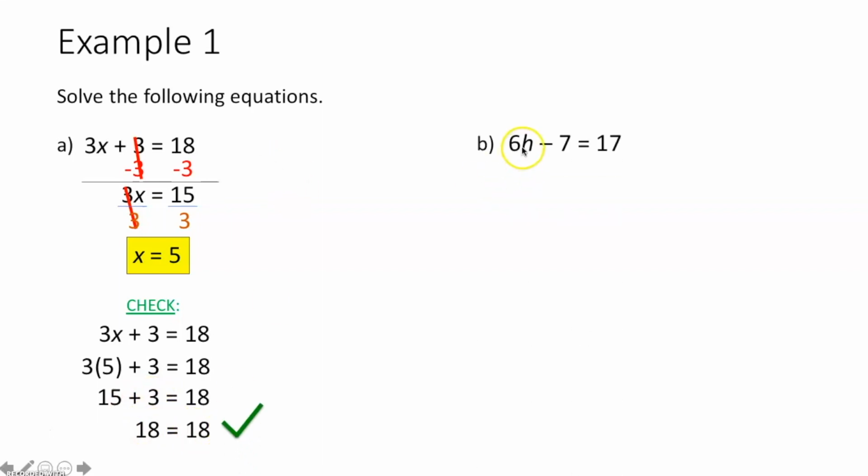Now part B says 6h minus 7 is equal to 17. So again, simplify, move, solve. That's how you solve an equation. So simplify. Can I simplify this side of the equation? No, this has an h, this does not, so I can't subtract these two. This is 17, it's already simplified, so that step is done.